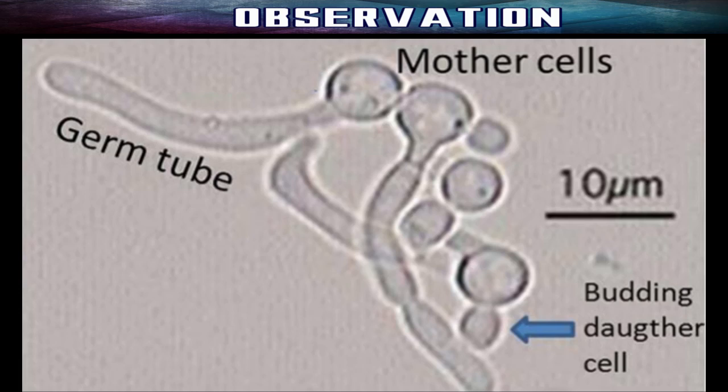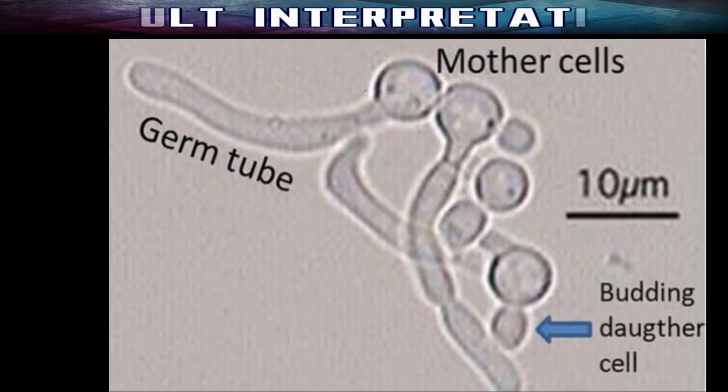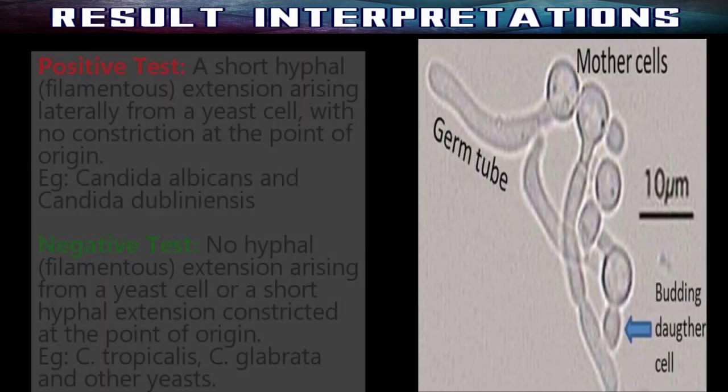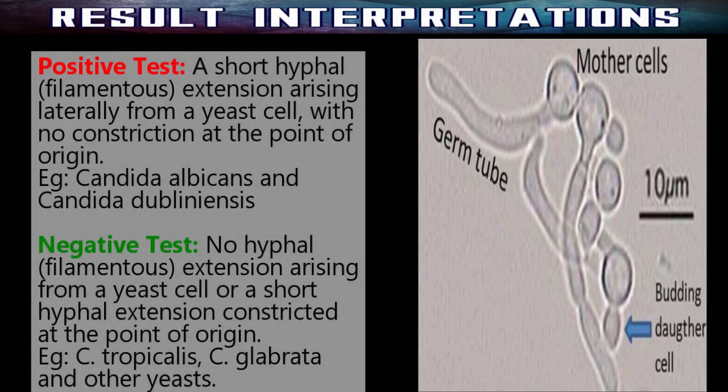If the given specimen is a germ tube forming yeast organism, then you will see the formation of germ tube under the microscope here. You can see the mother cells and then the budding cells under the microscope. Coming to the results and interpretations. If it is positive, you will see a short hyphal extension arising laterally from a yeast cell with no constriction at the point of origin.